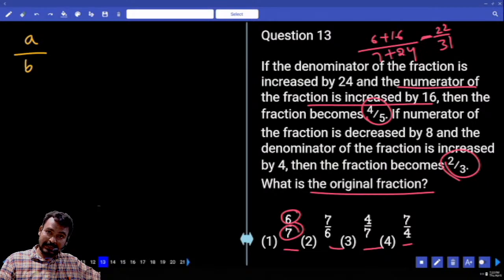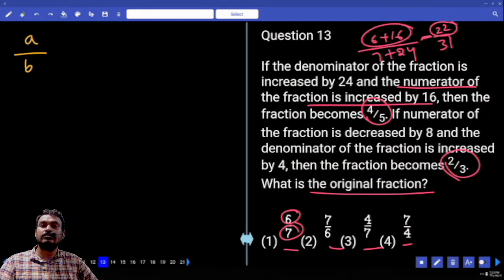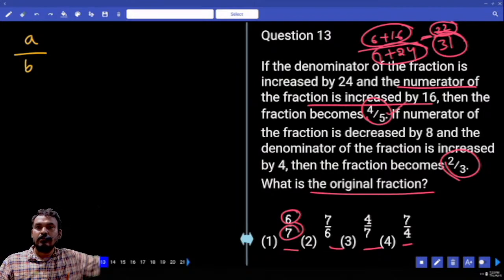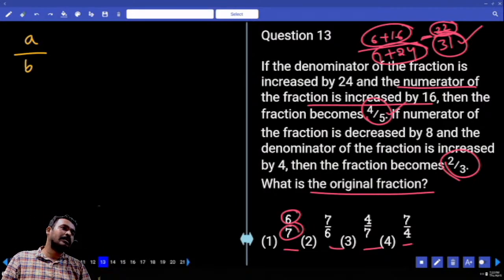Okay. The numerator value 6 is not 6 parts, because here 6 plus 16 gives 22 and 7 plus 24 gives 31. What is the new fraction? 4 by 5. But we are getting 22 by 31. So 6 by 7, 7 by 6, 4 by 7, 7 by 4 are all parts or values. They are not parts. If we know the one part value, obviously we get the individual values.